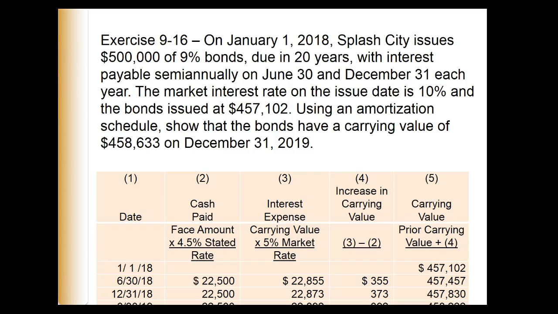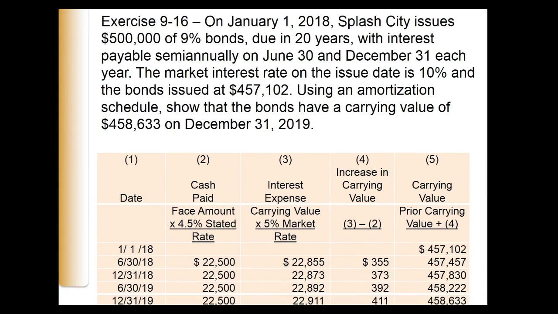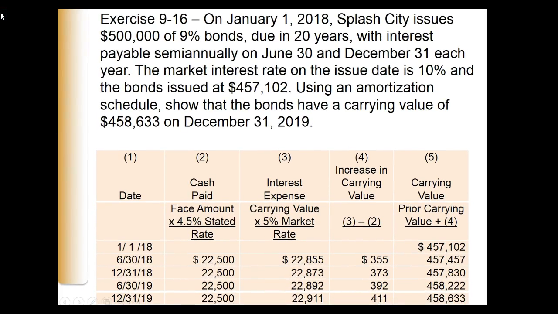Let's look at exercise 9-16. On January 1st, 2018, Splash City issues $500,000 of 9% bonds due in 20 years with interest payable semi-annually on June 30th and December 31st each year. The market interest rate on the issue date is 10% and the bonds are issued at $457,102. Using an amortization schedule, show that the bonds have a carrying value of $458,633 on December 31st, 2019.